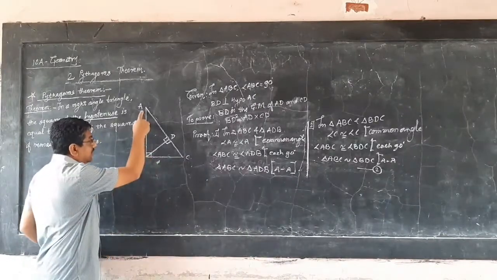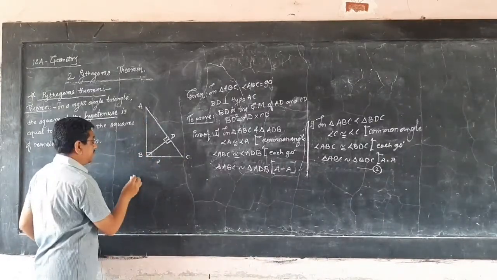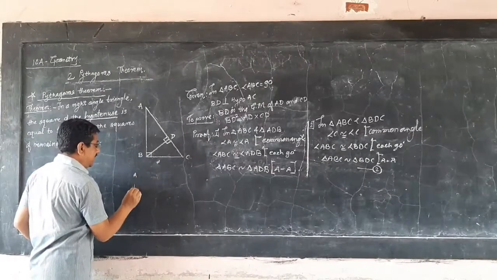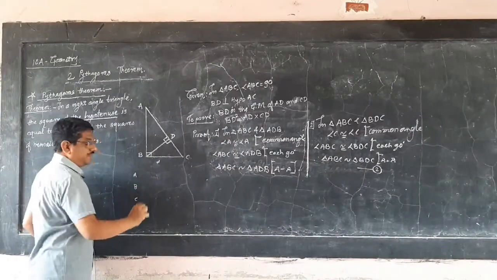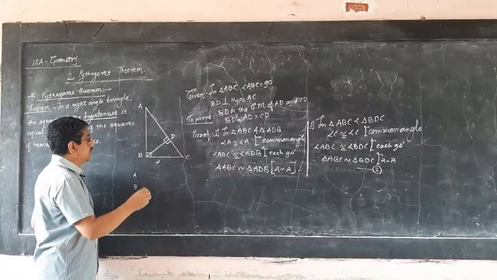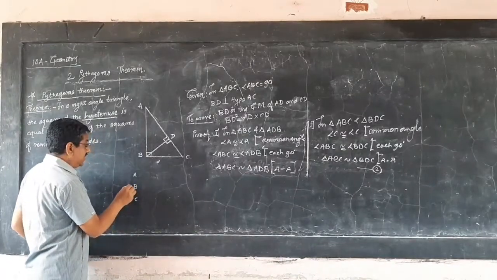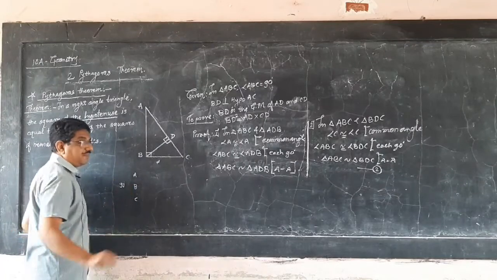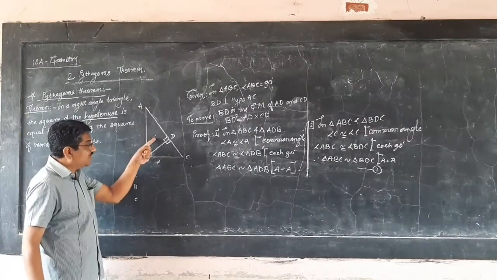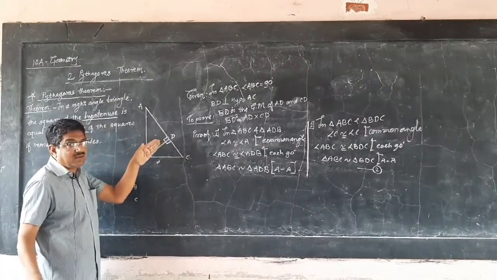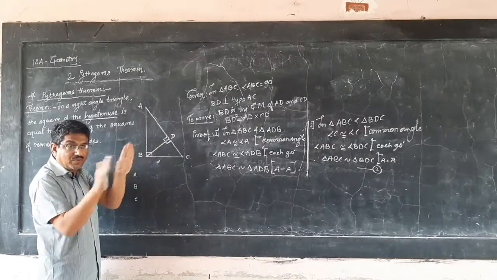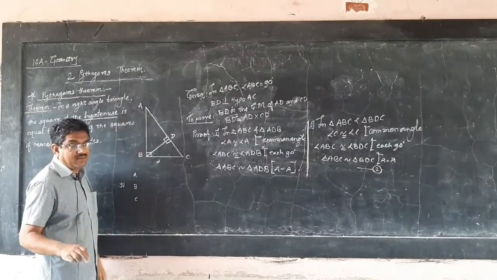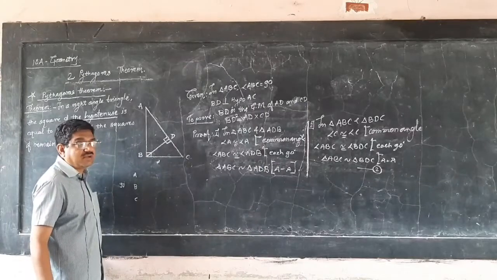First take the triangle ABC, in which angle B is 90. Here you can mark B as 90 degrees. When you use this triangle and draw the perpendicular, then the original triangle is divided into 2 triangles. Both are right angle triangles. You have to use the proper correspondence and write the similarity.